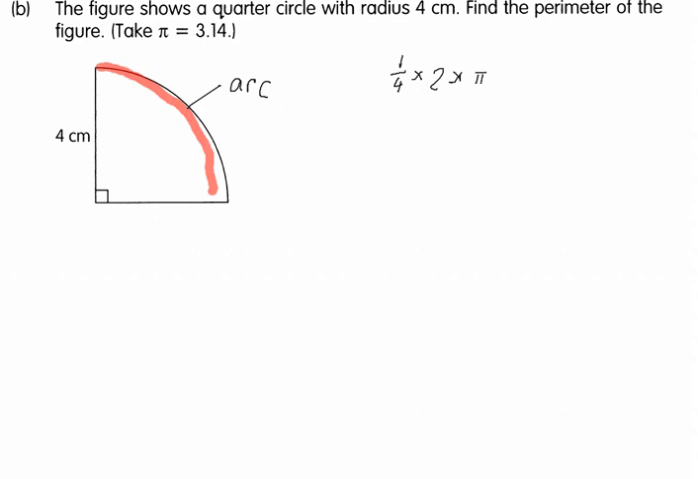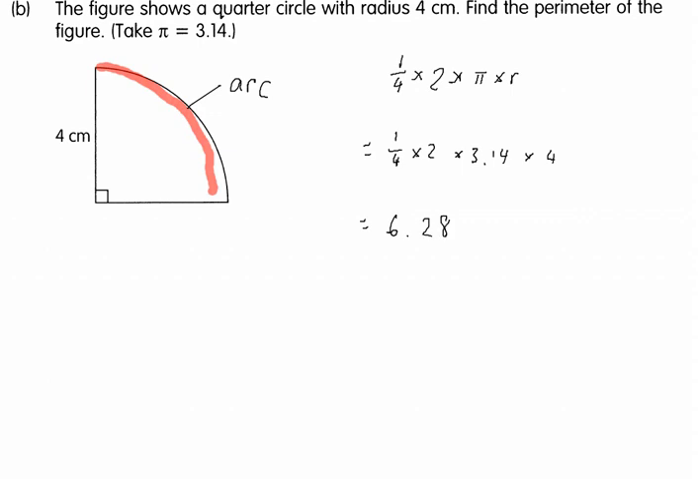times pi times r. So we know that 1/4 times 2 times 3.14 multiplied by 4. Yes? Okay, so you know that 1/4 times 2 is actually half, right? Correct? 1/4 times 2 is half. Half times 4 is 2, right? So 2 times 3.14 is 6.28. So you can actually solve it without using a calculator.